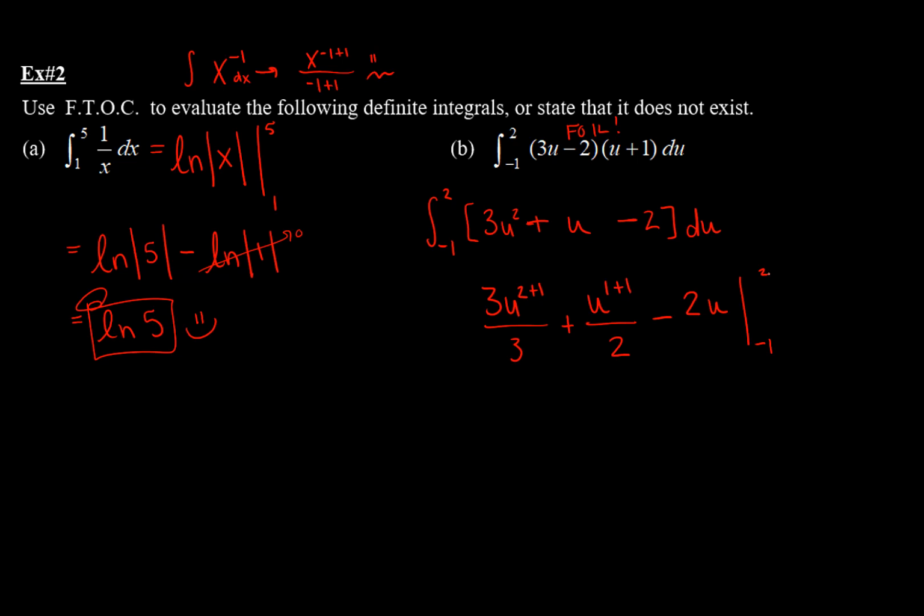So I'm just going to straighten up, clean up house. This is good. The 3's are going to cancel, and I'm just going to end up with u cubed plus u squared over 2 minus 2u. Evaluate that from -1 to 2.